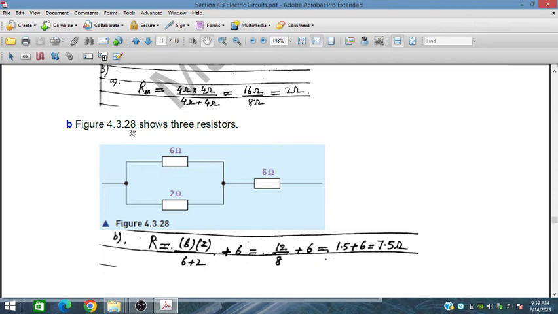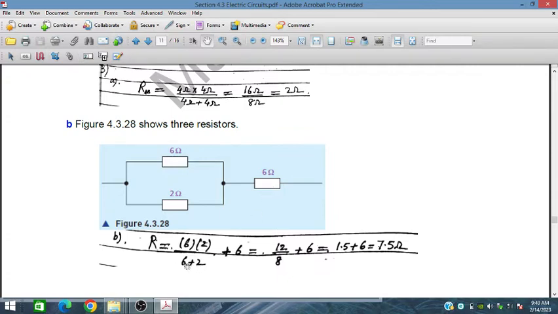Figure 4.328 shows 3 resistors. This is 6 ohms, 2 ohms and 6 ohms. So this is a parallel combination, because these 2 points are common for these 2 ends, and similarly for this. So we will calculate the effective resistance across this parallel path first and then add this series. So this is 6 into 2 divided by 6 plus 2, plus 6 ohms.